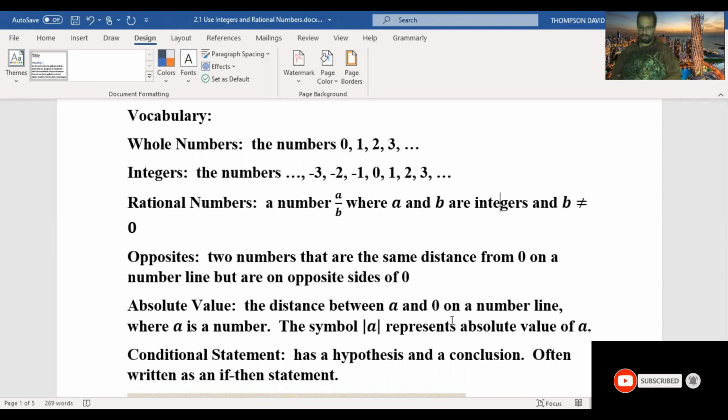Absolute value is the distance between a number a and 0 on a number line, where a is a number. The symbol |a| represents the absolute value of a. A conditional statement has a hypothesis and a conclusion, often written as an if-then statement.